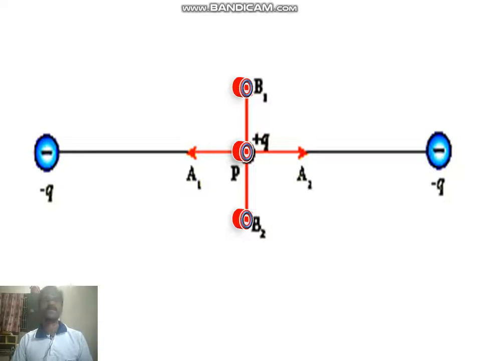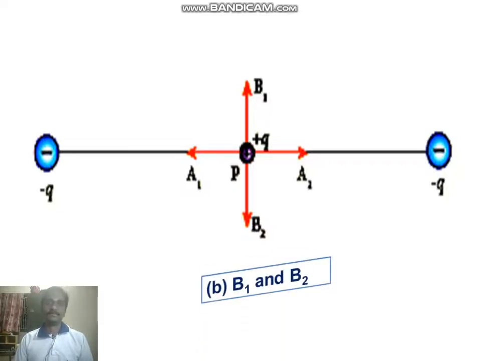And along the directions B1 and B2, what happens? Because on both sides we have the negative charges, again it comes back to the stable position. So look at the diagram. Again, if you move the charge plus q towards B2, what happens? Again it comes back due to the equal charges. So now it clearly shows what the result is. Yes, that is along the direction B1 and B2 is the answer.